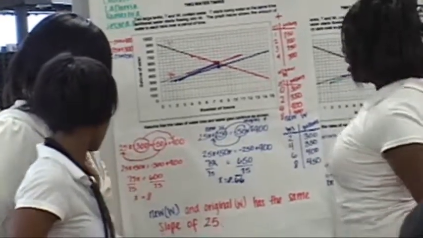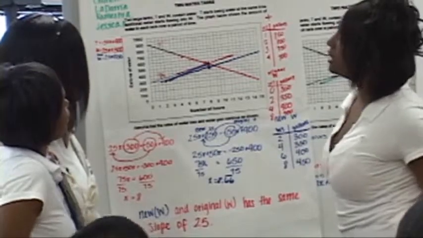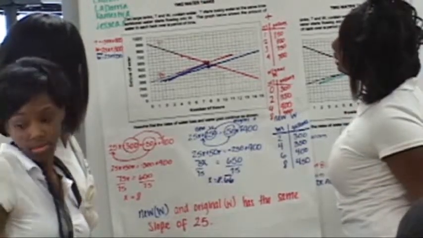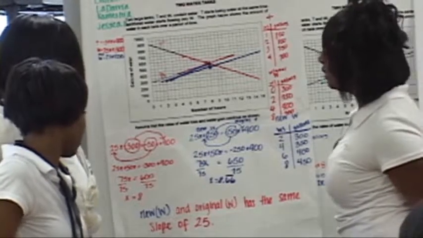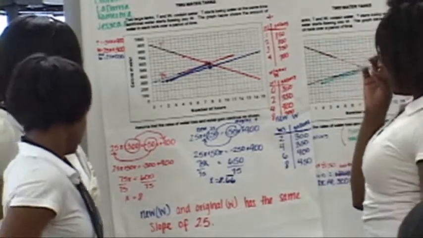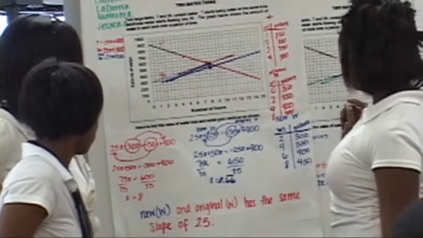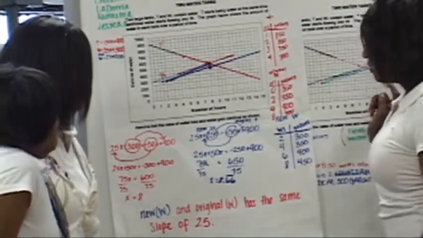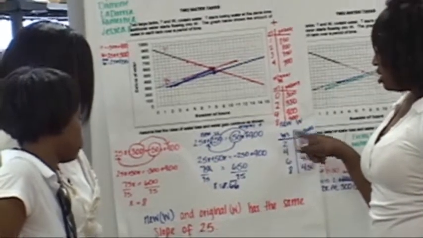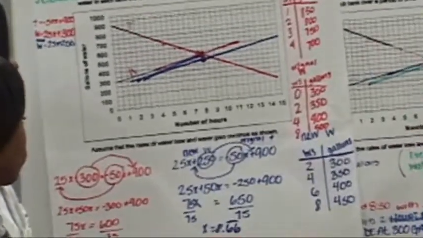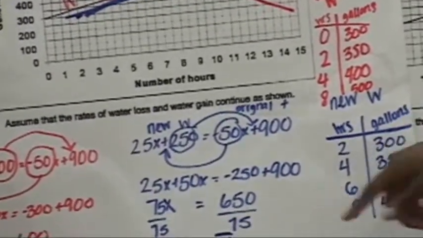And the equations. Okay, the equation for T was negative 50x plus 900, and it was there because it decreases 50 every hour, and we start off at 900. And the W was 25x plus 250. So we had to make the two equations equal. And why did you set them equal to each other? So we can find x.